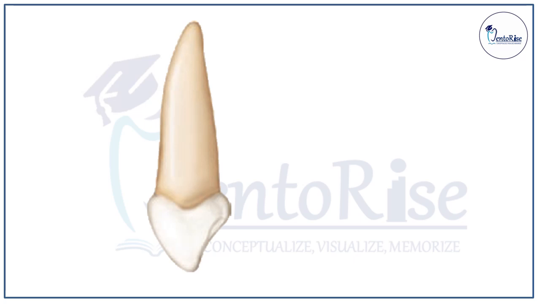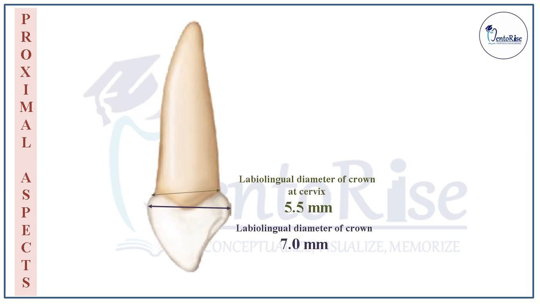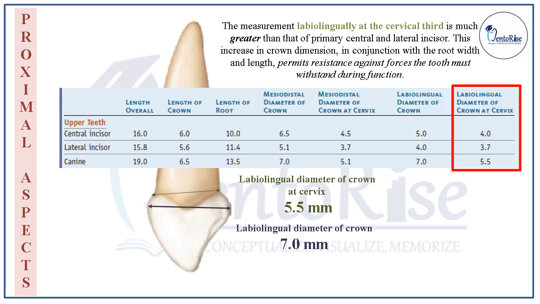Now, coming to the proximal aspects, there are just 2 points which we need to remember. The first point lies collectively for the mesial and the distal aspect, that is of the dimensions. The labiolingual diameter of the crown is 7 mm and the labiolingual diameter of the crown at the cervix is 5.5 mm. Now, if we compare this labiolingual diameter of the crown at cervix of a primary maxillary canine with that of the primary maxillary central and lateral incisor, then this dimension of canine is greater than the other two teeth, which permits this tooth to resist any kind of forces that the tooth may bear during function.